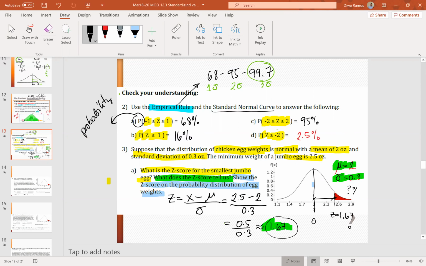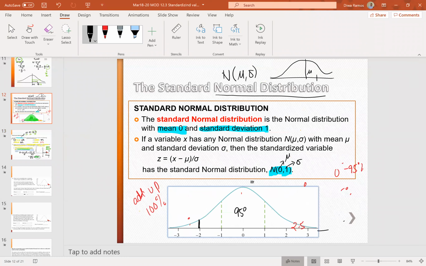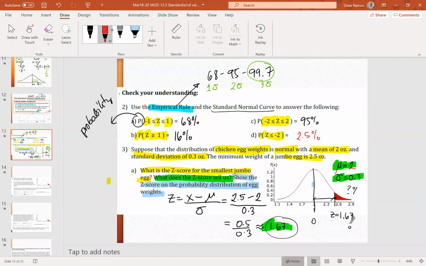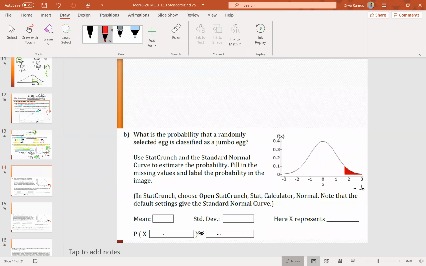In the standard normal distribution, for it to be considered jumbo, it has to be around here, 1.67. So anything above that is considered a jumbo egg. It has to be that far away. Now, some of them are unusually high. Anything beyond 2 standard deviations are unusually big eggs, unusually heavier also. So I think that answers letter A completely.